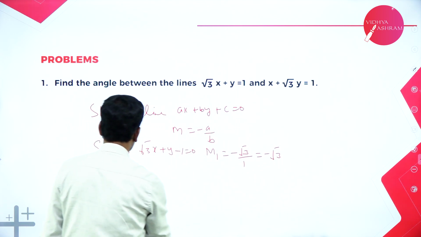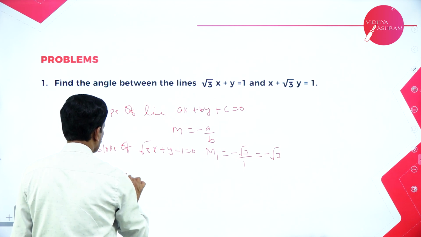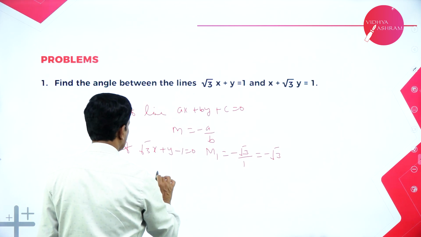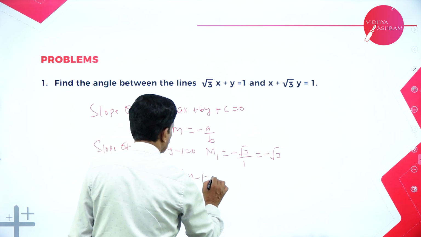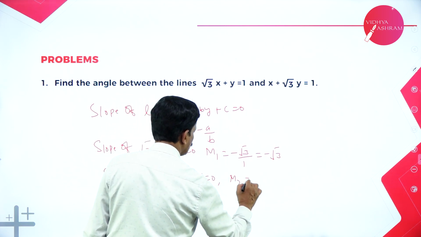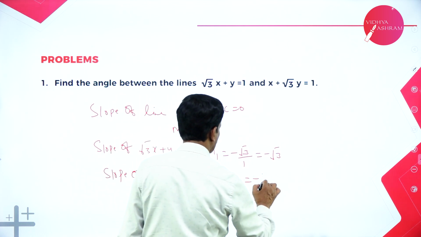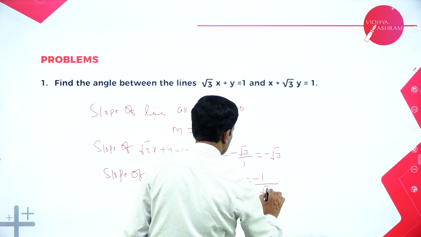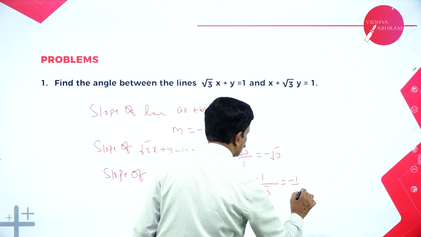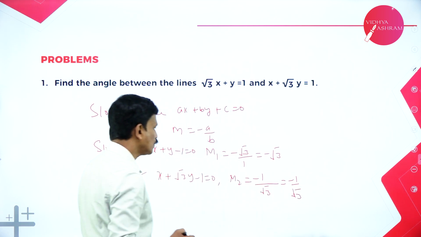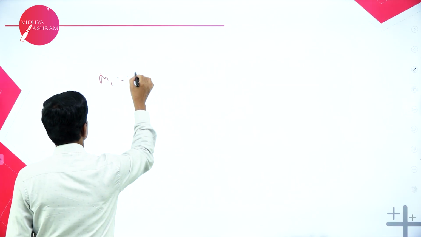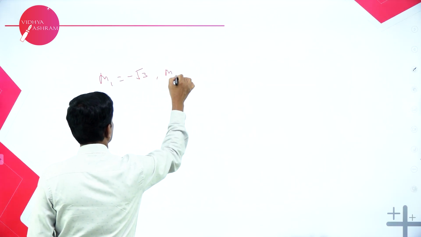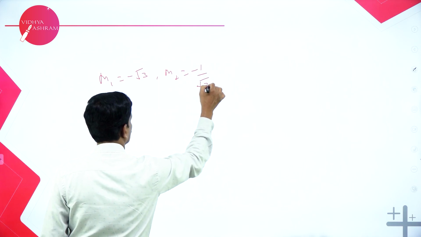And similarly the slope of the second line, x plus root 3y minus 1 is equal to 0, is m2 is equal to minus a by b, that is minus 1 by root 3. Okay. Now therefore m1 is equal to minus root 3 and m2 is equal to minus 1 by root 3.